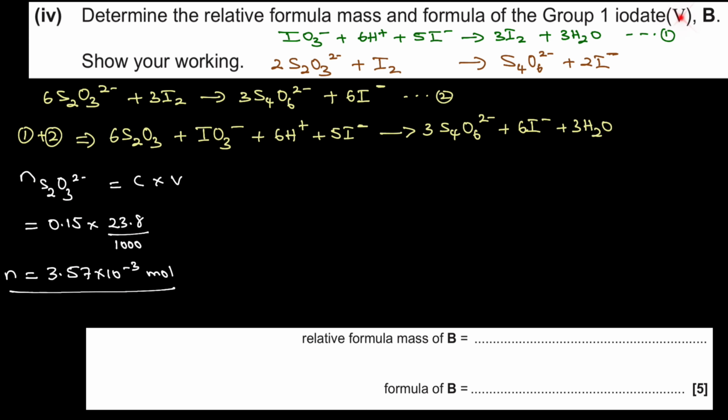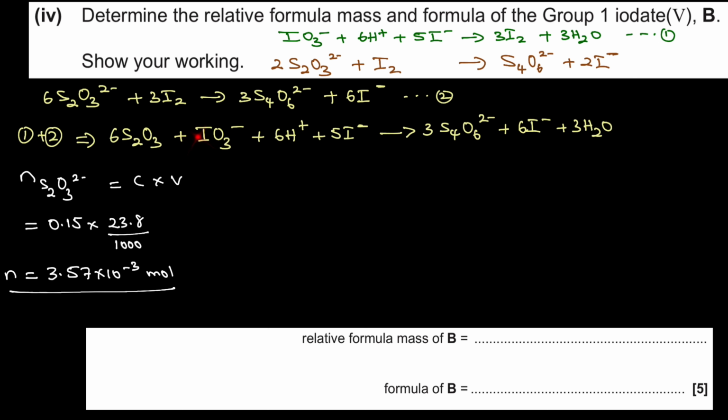The reason why it's called iodate 5 is because the oxidation number is 5. Oxygen is minus 2, and the overall charge is minus 1. So that needs to be plus 5, because minus 2 times 3 is minus 6, and the overall charge is minus 1. So you need that to be plus 5. Plus 5 minus 6 will give you minus 1. So that's why this is iodate 5.